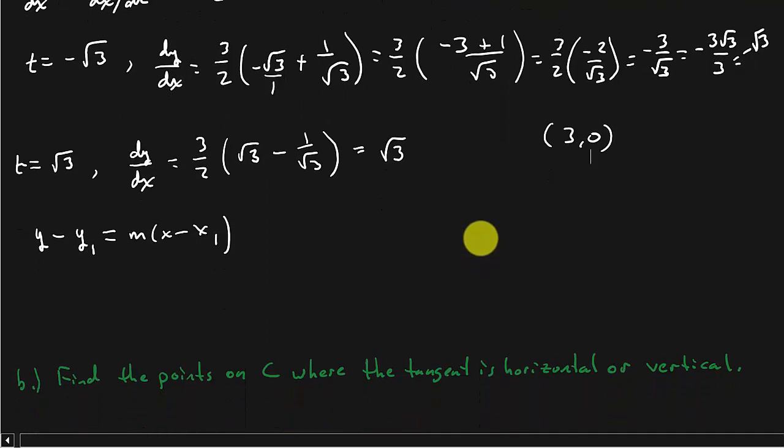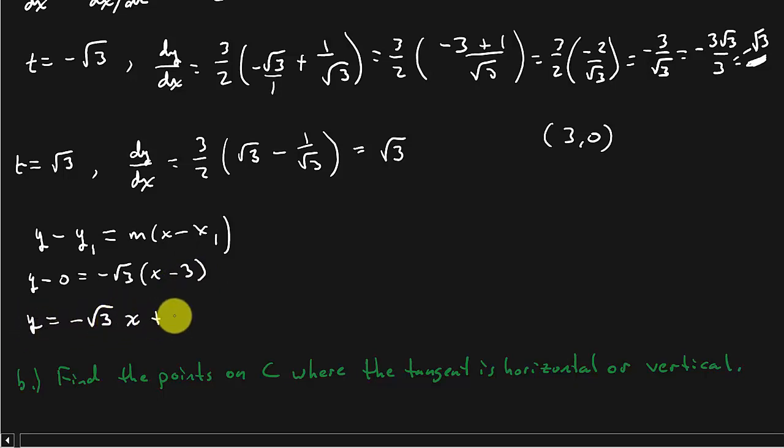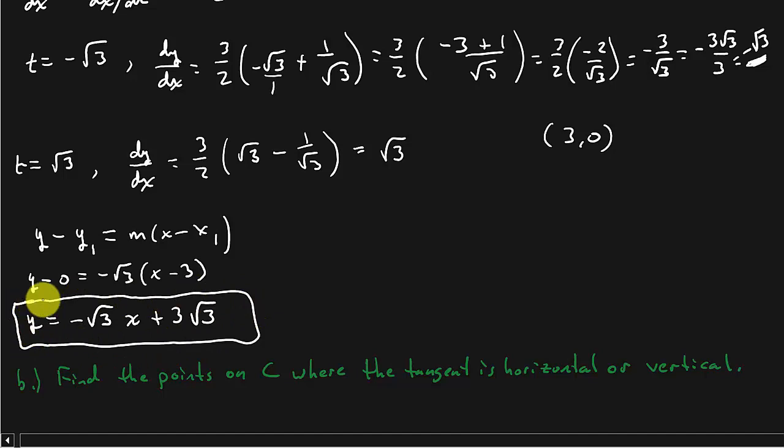All right, and so now we just plug everything in. I'm going to plug 0 in for y1, 3 in for x1, and negative square root of 3 in for my slope. So y minus 0 equals negative square root of 3 times x minus 3. And so y is negative square root of 3x plus 3 square root of 3. And there's the equation of my tangent line when t equals negative square root of 3.